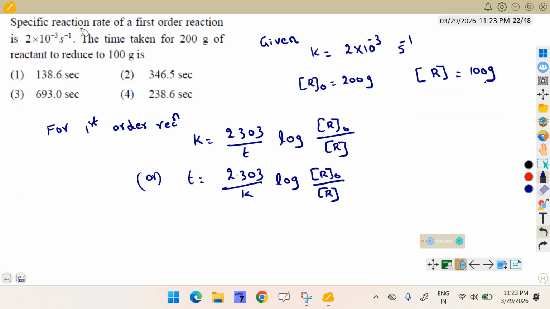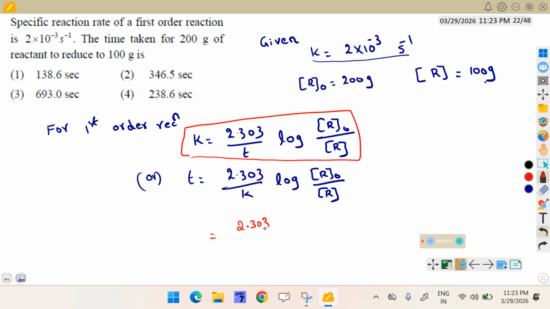Specific reaction rate of a first order reaction, K value, is given as 2 into 10 power minus 3 second inverse. The time taken for 200 grams of reactant to reduce to 100 grams. For first order reaction, the integrated rate equation is K equals 2.303 by t log of R naught by R. Your aim is to calculate t. Then substitute the values: 2.303 by 2 into 10 power minus 3, log of initial concentration 200, final concentration 100.